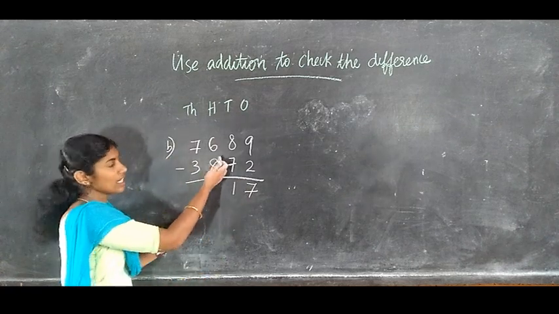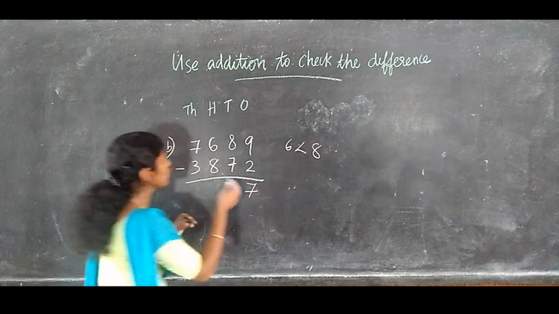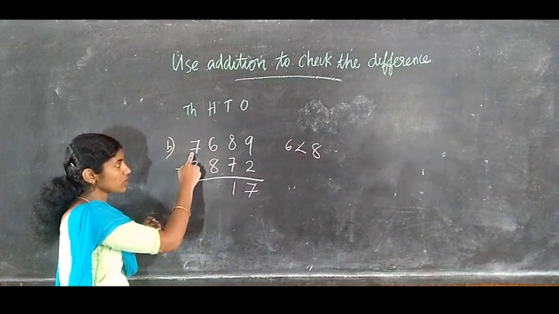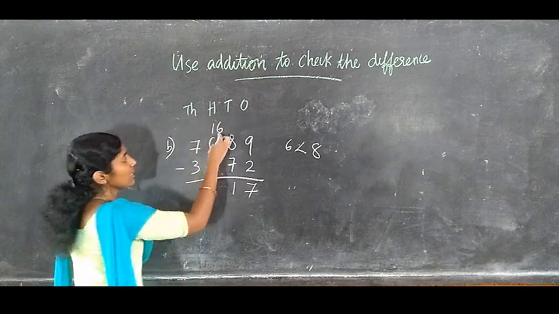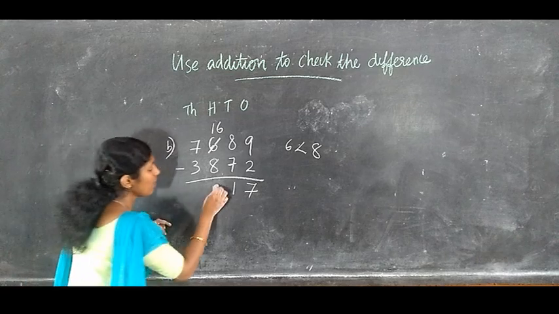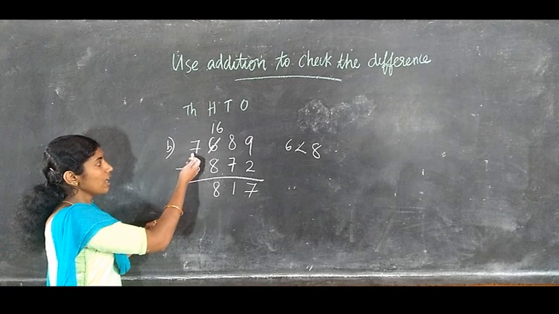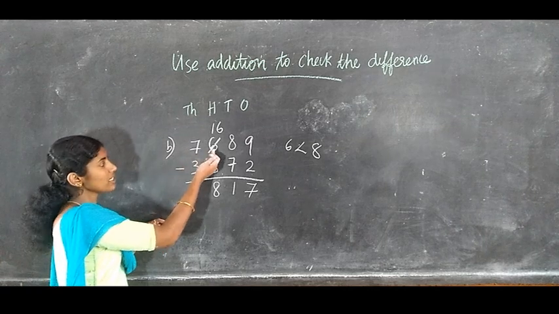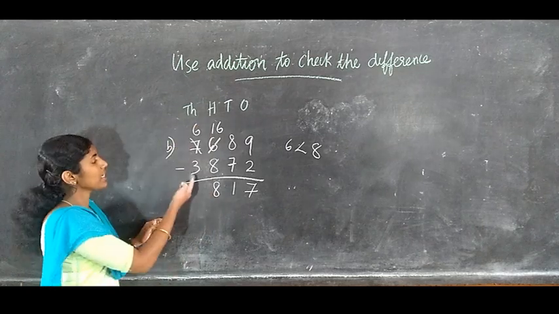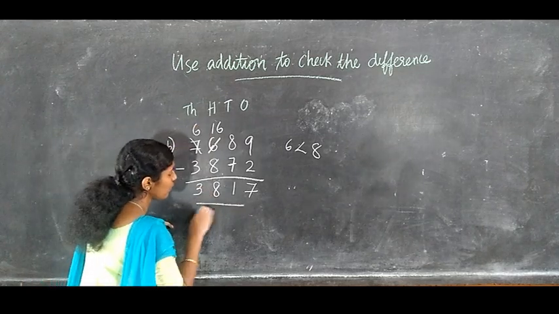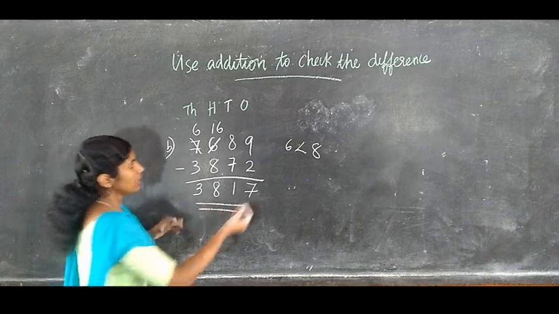Then subtract the hundreds. Since we know that 6 is less than 8, we have to borrow 1000 from the thousands column and we have to regroup this hundreds column as 16. Then 16 minus 8, we have 8. Then we have to subtract these thousands. Since 1000 was borrowed by this hundreds column, here we have only 6. Then 6 minus 3, we have 3. Therefore, we got the answer as 3817.